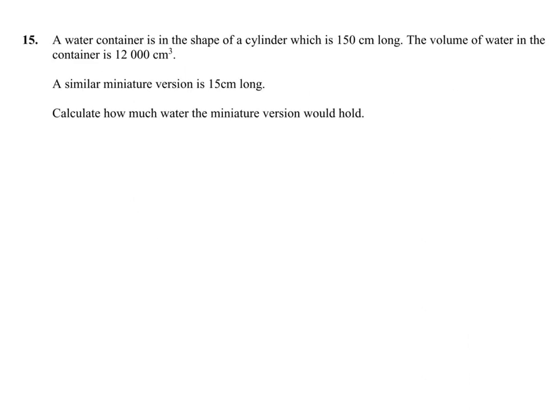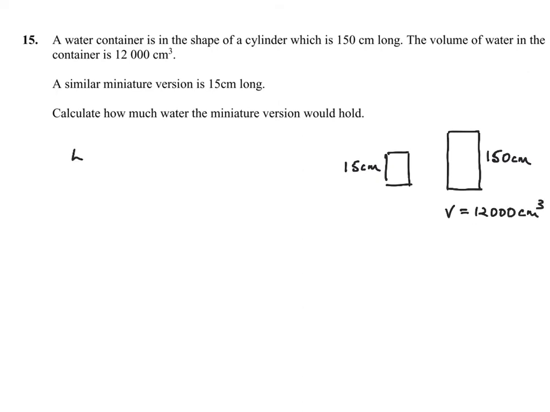So we've got two cylinders. I'm just going to draw them as rectangles. Imagine those as three-dimensional shapes. One is 15 centimetres long and the other is 150 centimetres long. The volume of water in the container is 12,000 centimetres cubed, so this volume is 12,000 cm cubed.